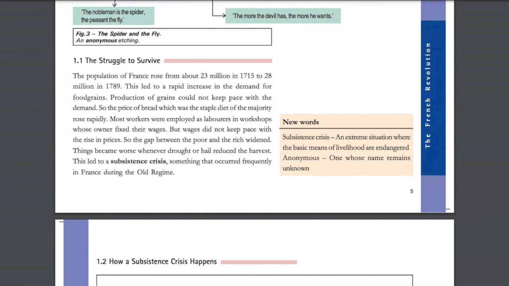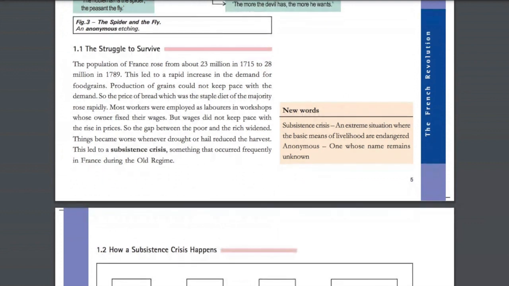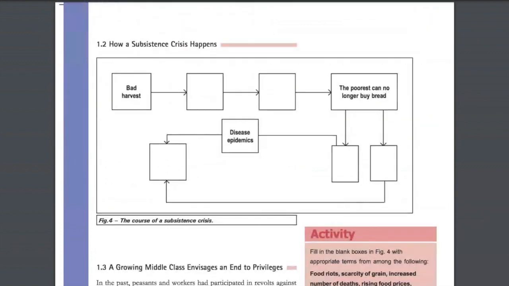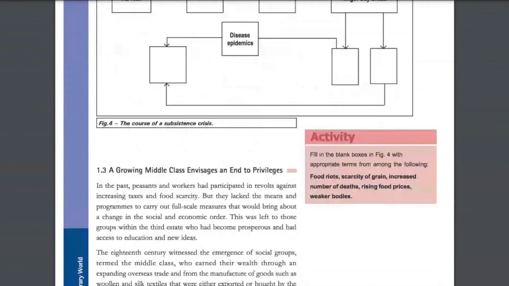So subsistence crisis is an important point over here. What led to the subsistence crisis? The harvest and produce were not good and not sufficient, brought about by drought and hail. So subsistence crisis is an extreme situation when the basic means of livelihood are endangered. It frequently occurred in the old regime, meaning France before 1789.